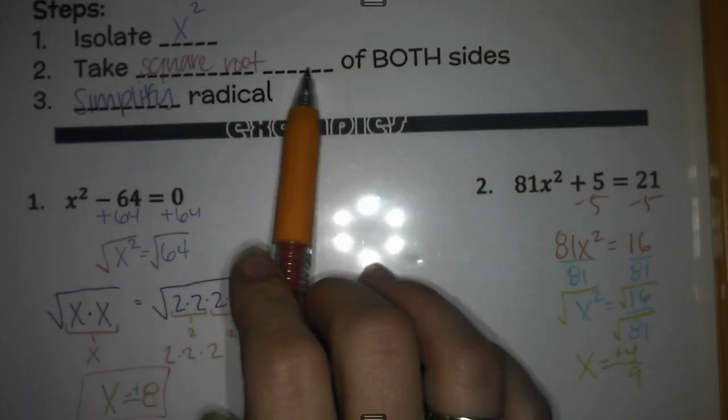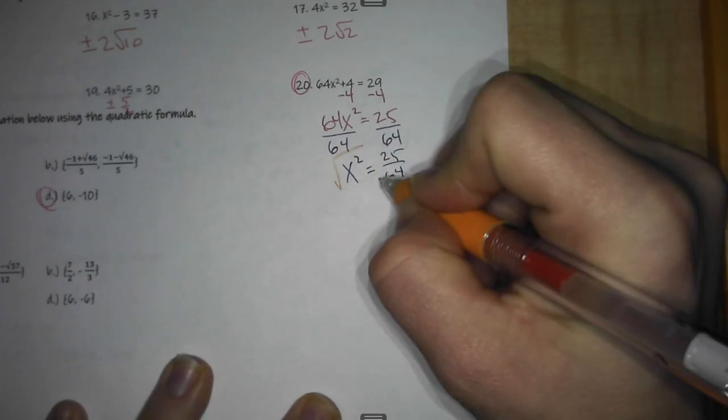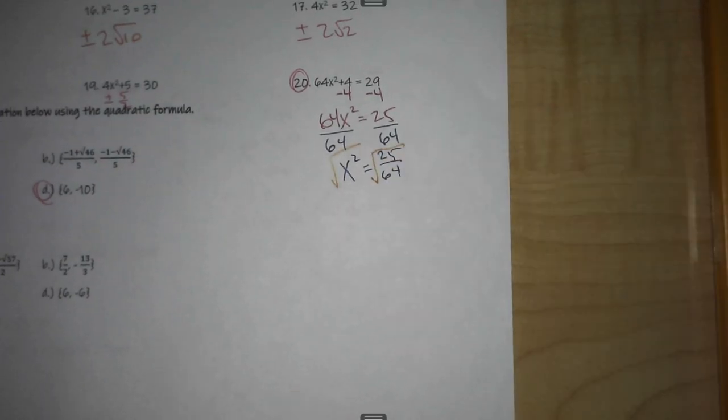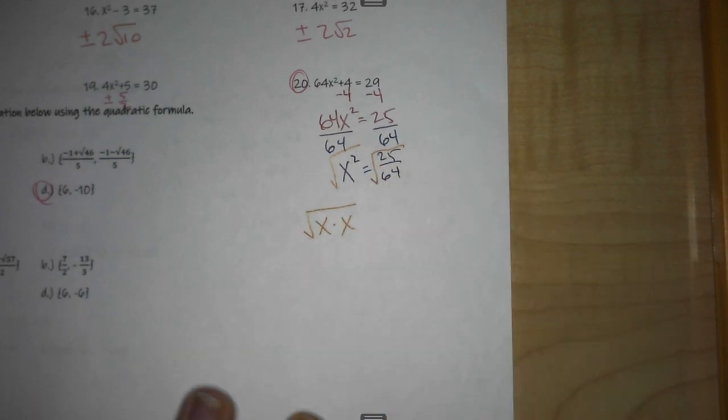Step number 2, take the square root of both sides. So I'm going to take the square root of this one and the square root of this one. And remember, how we take the square root is we put a square root and we list all of the factors underneath.